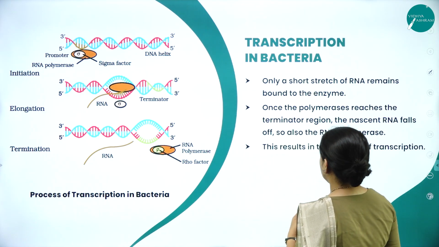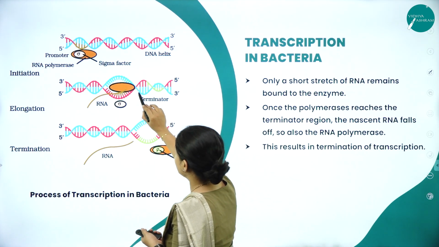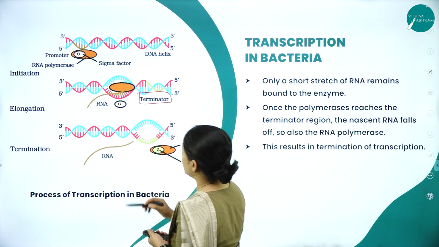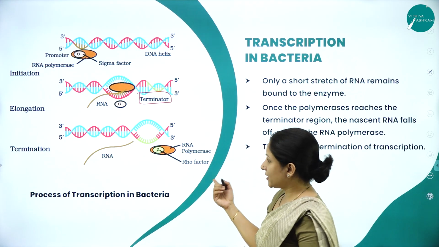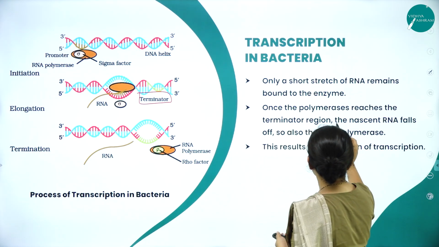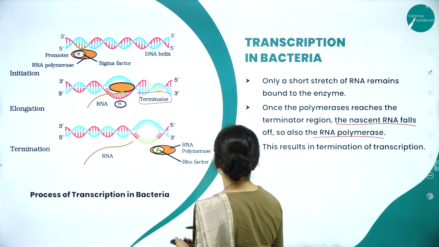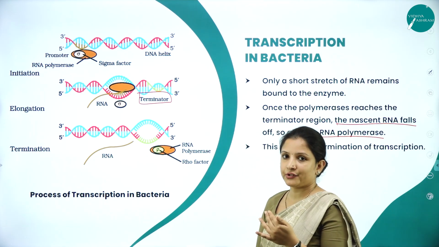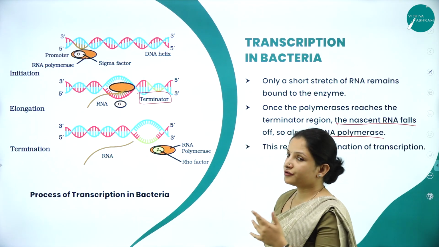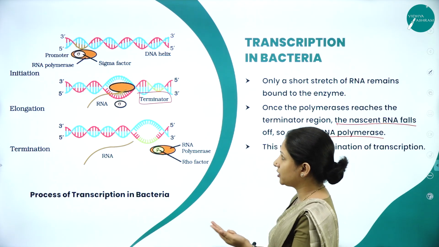Moving further, the polymerase keeps producing the mRNA strand until it reaches the terminator region. Once it reaches the terminator region, the nascent RNA falls off, and so does the RNA polymerase. This results in the termination of transcription. So it's very simple in the case of bacteria. Here also there are 3 steps involved: initiation, elongation and termination.